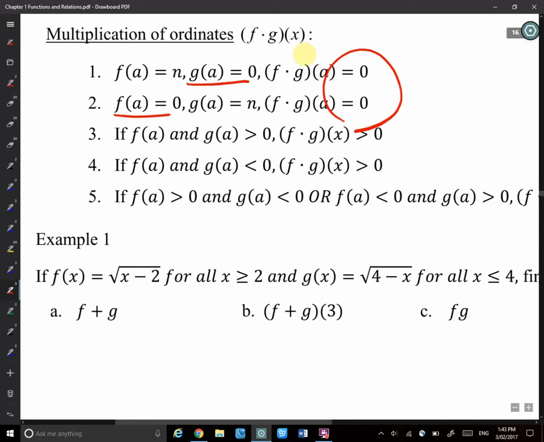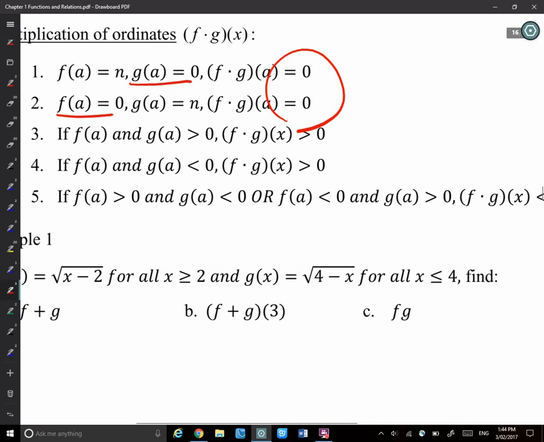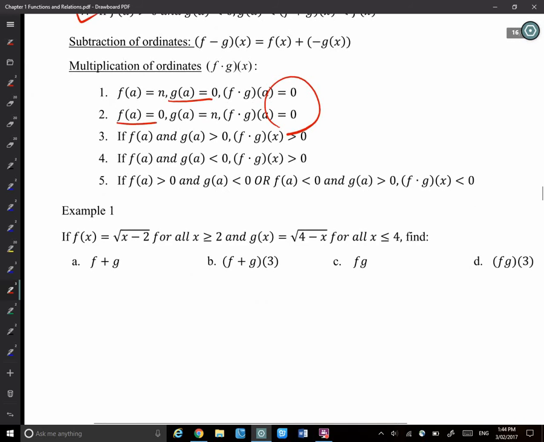If they are both greater than 0, then the result will be greater than 0. If they are both smaller than 0, the result will still be greater than 0. If one is greater, one is smaller, then the result will be smaller than 0. So that's where you're trying to allocate your graph. You can see this point greater, this point smaller, I will have a point smaller than 0. That's what you need to think about.